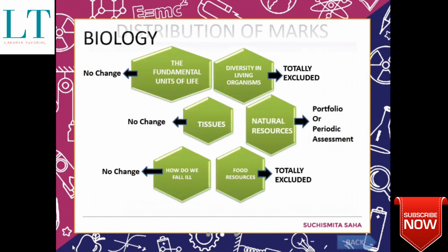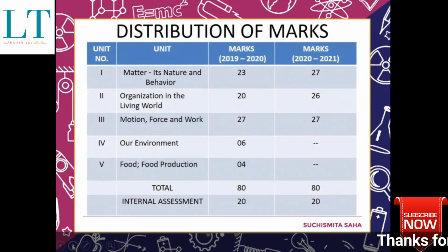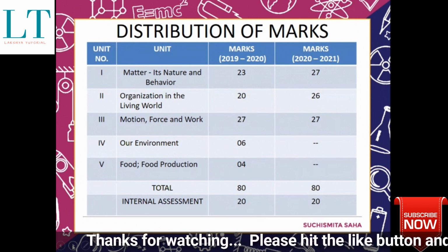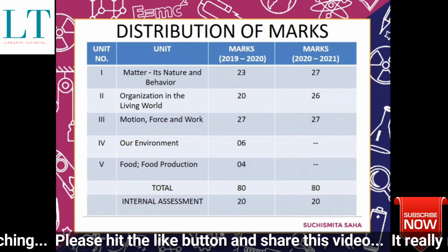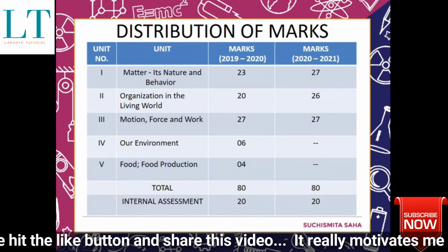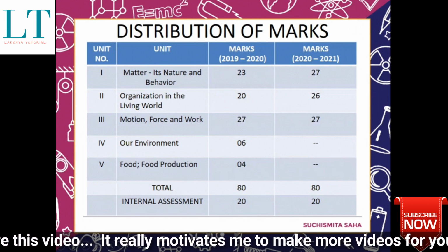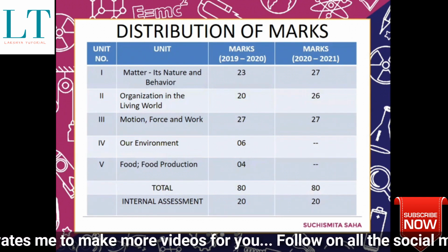Now coming to the next topic, the marks distribution, again in comparison with the previous year. Matter, its nature and behavior: previously it used to have 23 marks, but this year it has 27 marks. And remember, one chapter is totally excluded, the first chapter from this section. So the rest of the chapters you have to study very carefully and in detail, because the marks have already increased and the chapter is reduced from there.